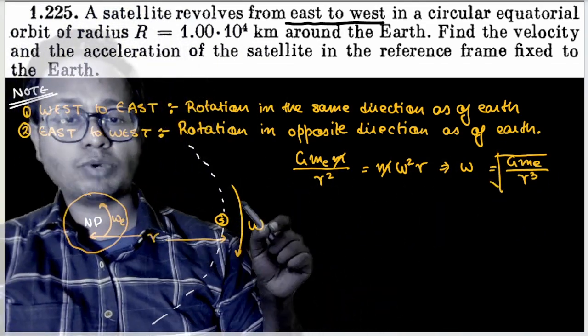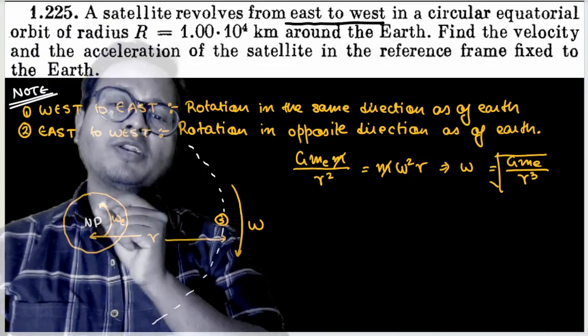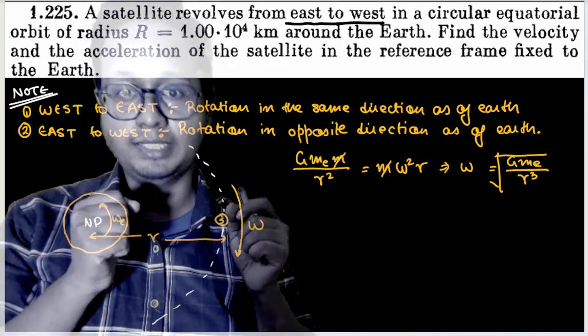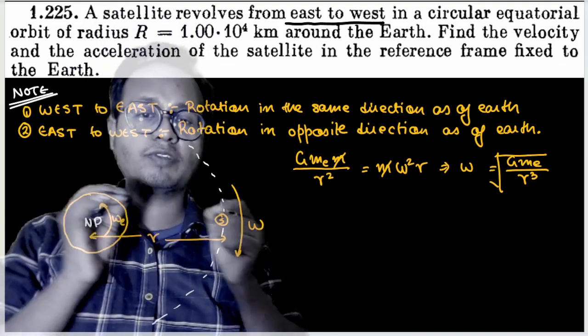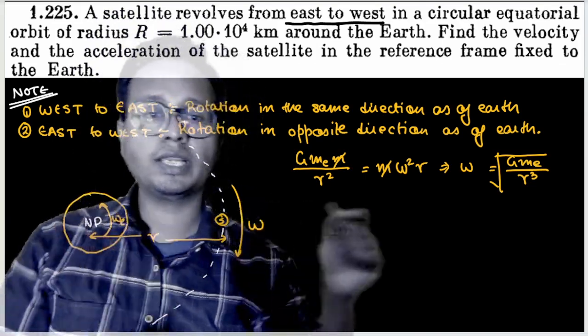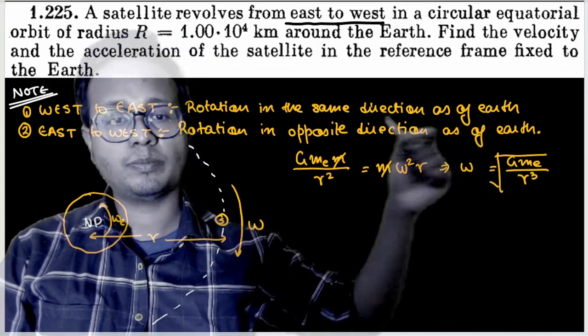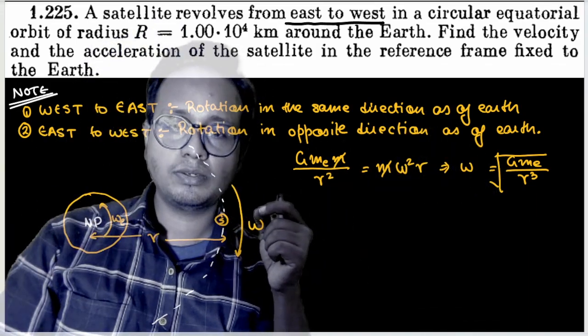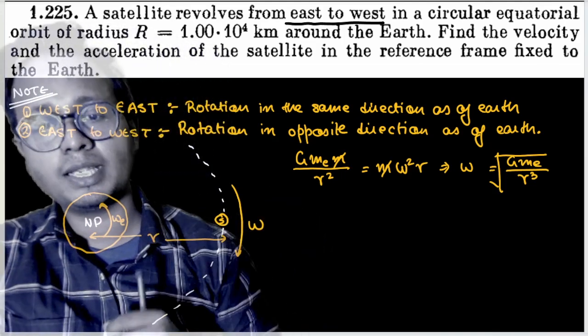That means this is being observed by someone on the North Pole. On the North Pole he is not rotating with Earth, he is remaining static. So someone observing from the North Pole, who is not rotating with Earth, will see the satellite move with this velocity. Now suppose someone is on the surface of Earth, rotating with Earth, what would be the relative velocity of this satellite?